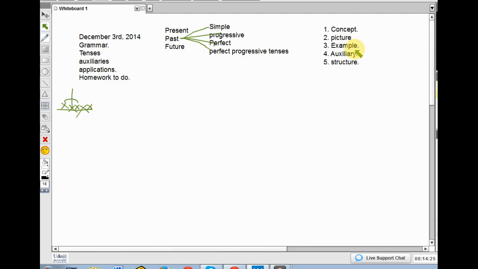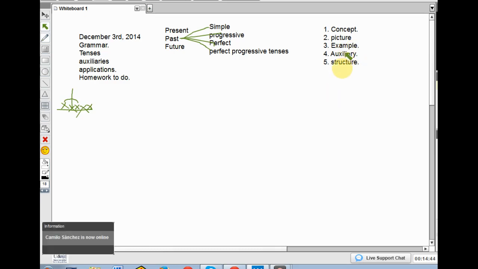Example. What did you do yesterday? Well, yesterday I worked, I exercised, I talked to my mom, I ate, I slept, I studied, I talked to, I don't know. Okay? That is an example. What is the auxiliary? The auxiliary is did. What did you do?